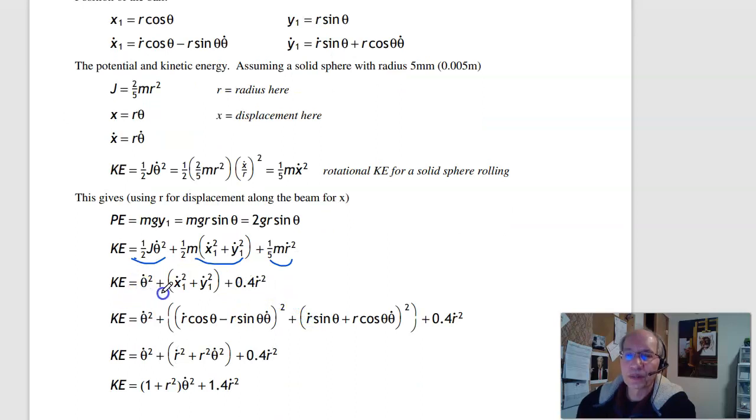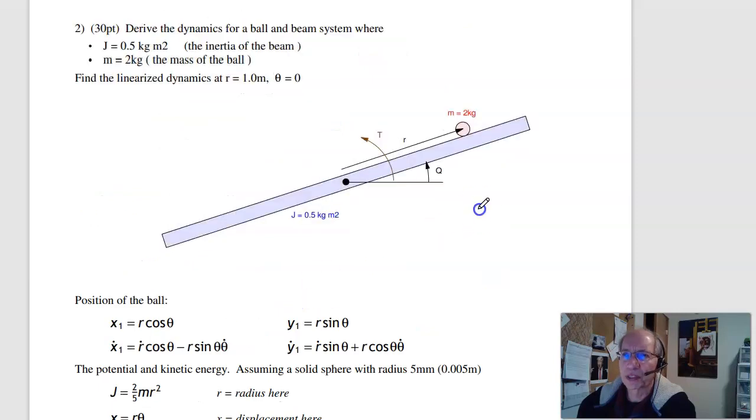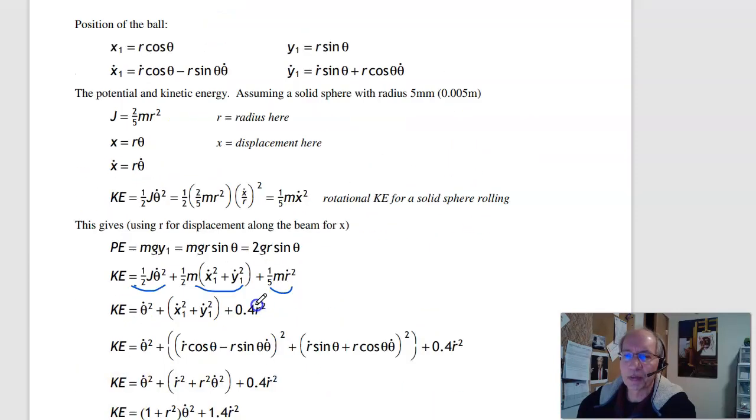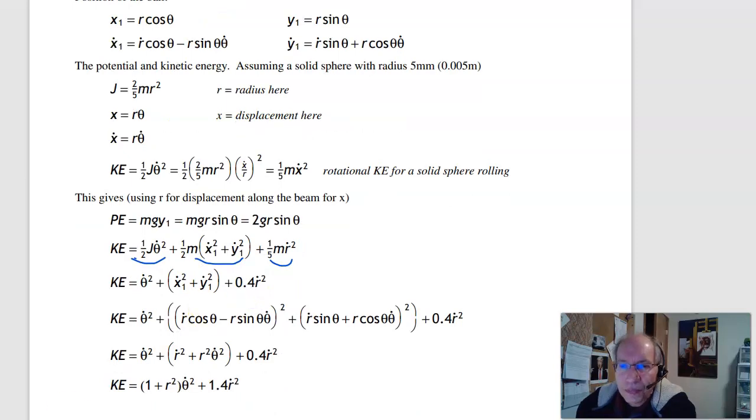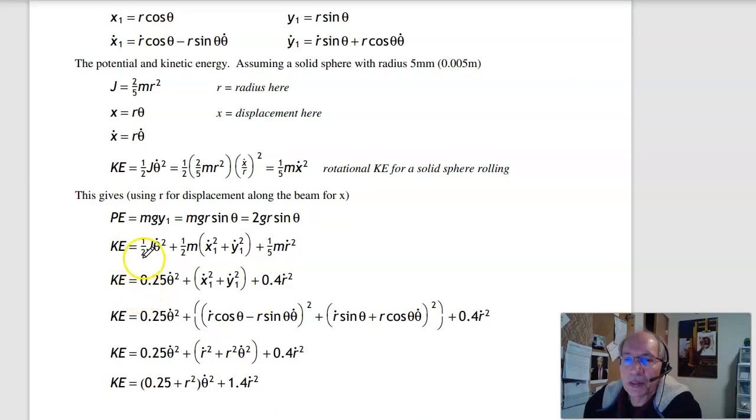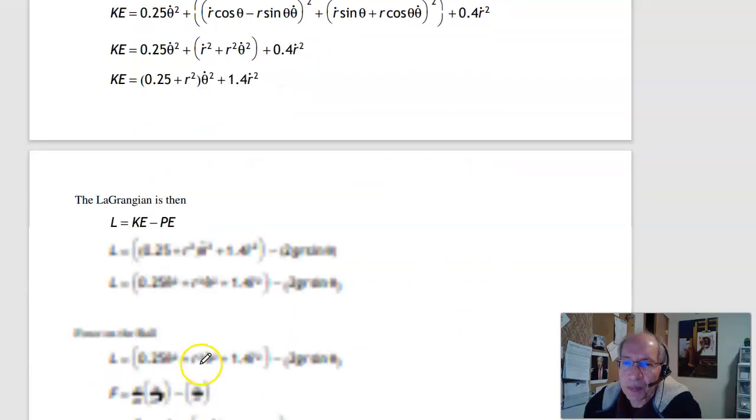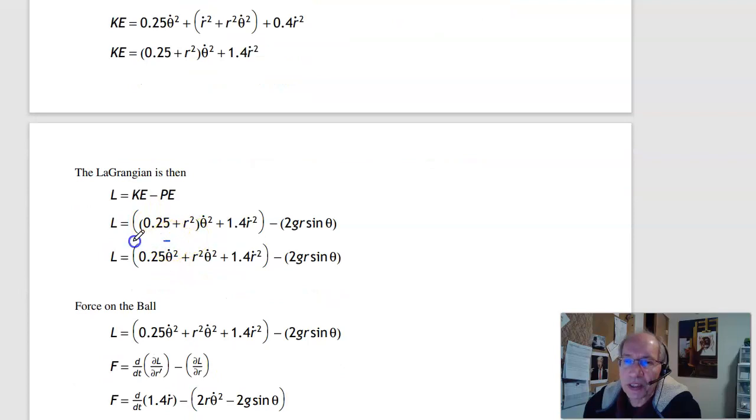Simplifying, M is 2, J is 0.5. Since J is 1/2 of a half, it is a fourth. That's the kinetic energy, mass, and rotational energy. So multiplying it all out, simplifying, gives you the Lagrangian as such.